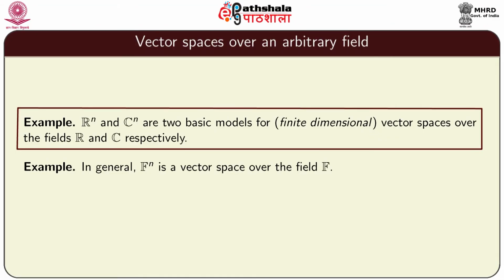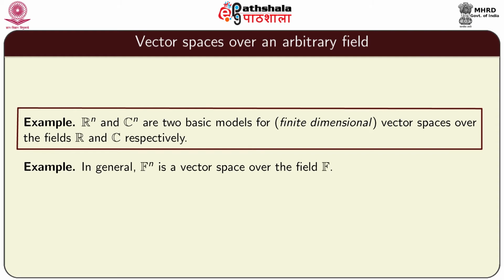We start with examples of vector spaces. As you can see, R^n and C^n are two basic models for vector spaces over the fields R and C respectively. Well, it is a little difficult to explain at this point of time what we mean by basic models, but this will become clear to you as we proceed. And let me just remind you that R^n and C^n are nothing but the set of all n-tuples with real entries and with complex entries respectively.